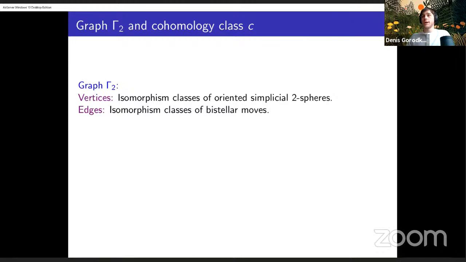Now we will construct a graph from those, using those bistellar moves. All the vertices of this graph will be all oriented simplicial two-spheres up to isomorphism, where the isomorphism is simplex preserving. So it is an isomorphism which preserves vertices, edges, so it completely preserves the triangulation itself. It is, for example, a relabeling. And the edges are isomorphism classes of bistellar moves.